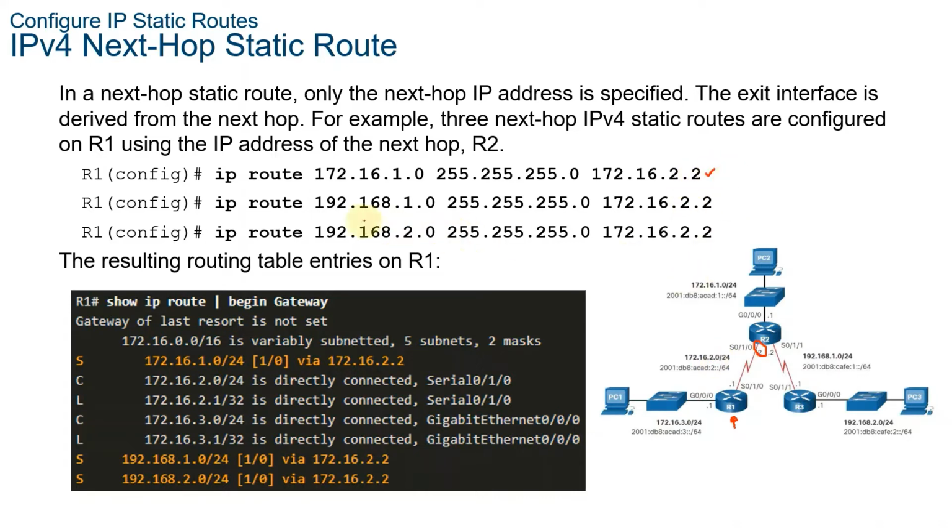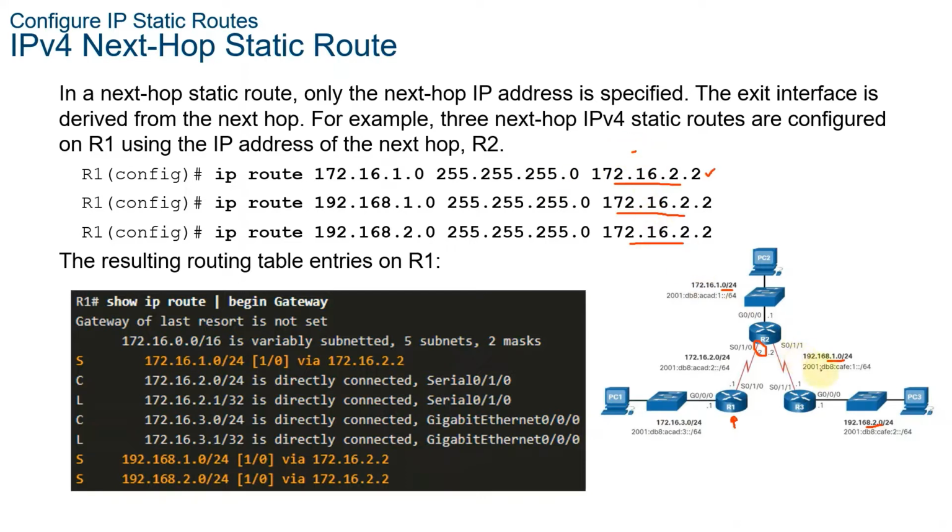So to reach 172.16.1.0, 192.168.1.0, and 192.168.2.0, you need to pass through 172.16.2.2 as the next hop IP address. All of these would use the next hop IP address for the remote networks. That is why in the configuration you're going to have ip route 172.16.1.0, subnet mask 255.255.255.0, and here the next hop address.